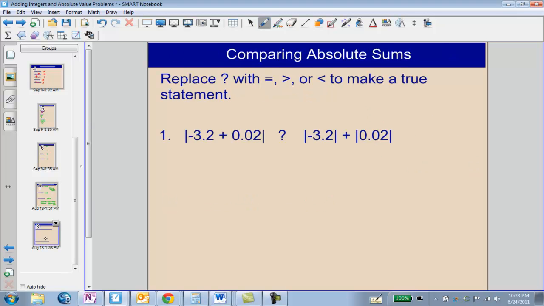So now let's move on to the last slide, in which we have some more absolute value, and we're going to determine which is bigger, the addition problem on the left or the addition problem on the right. So the first one in number one, you need to think about, would you add first or take the absolute value first? And then on the right hand side, would you add first or would you take the absolute value first? So give those a shot and let's see how you do.